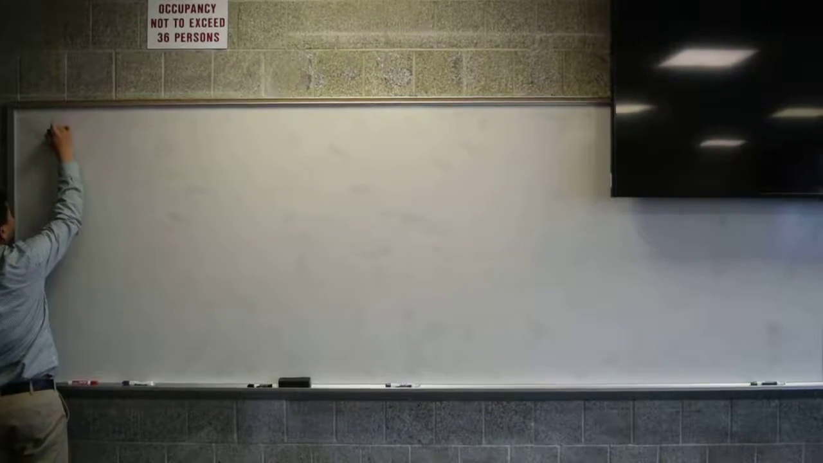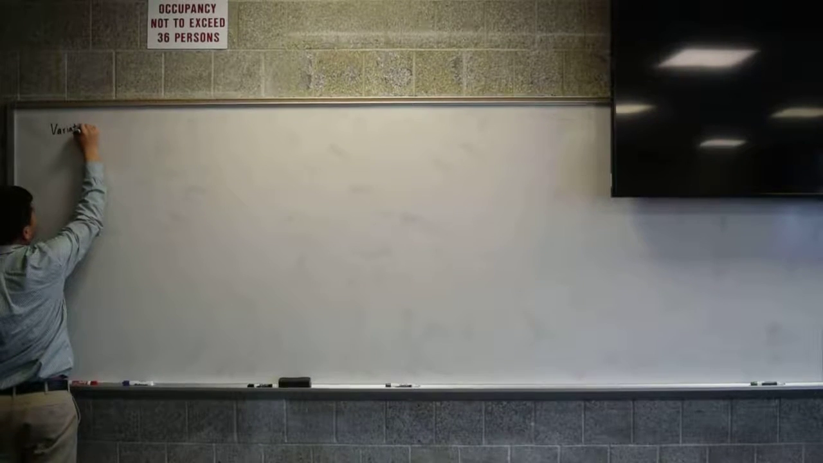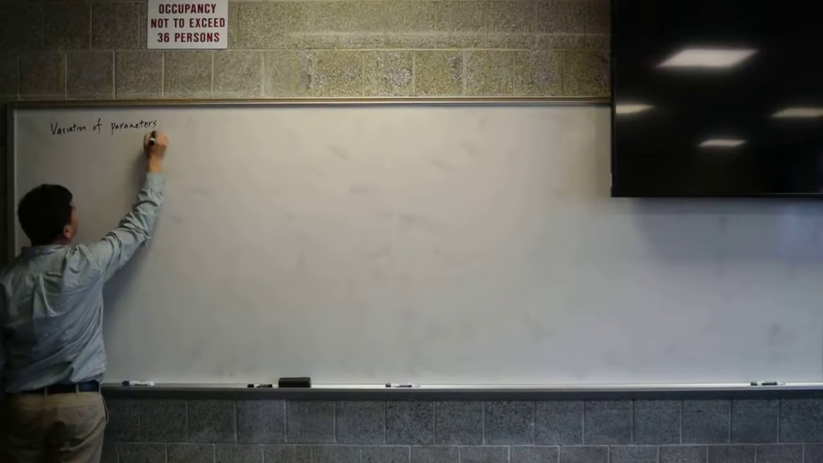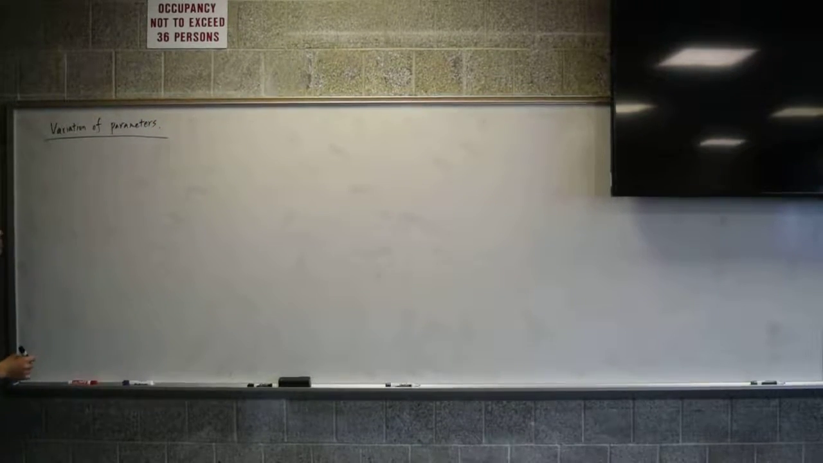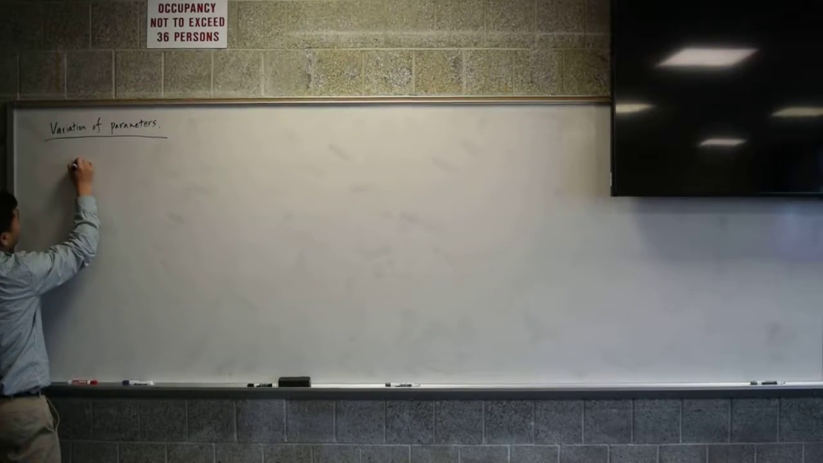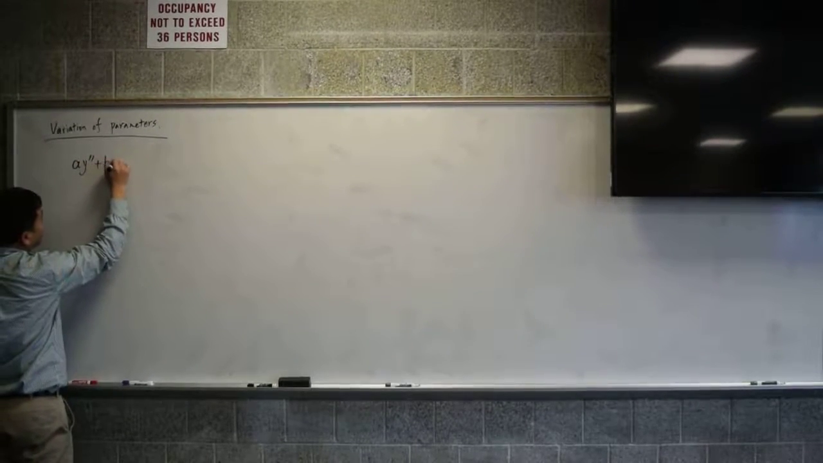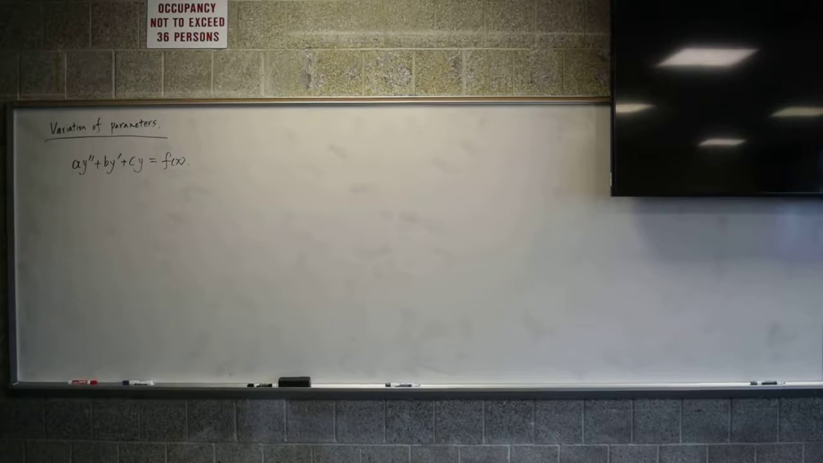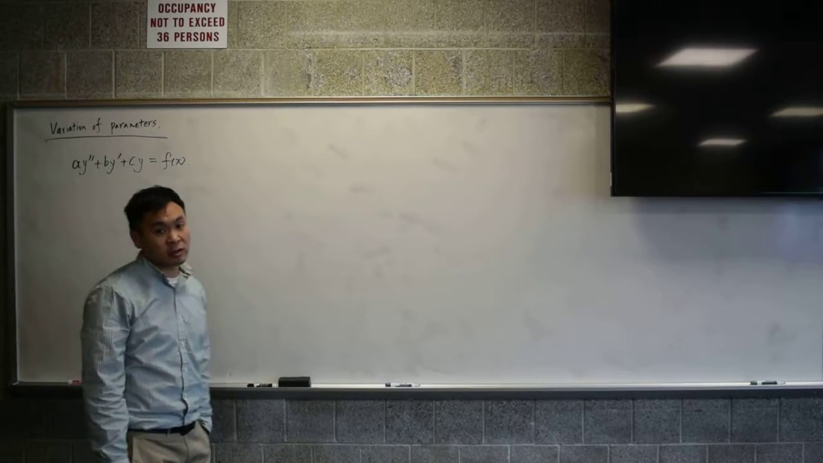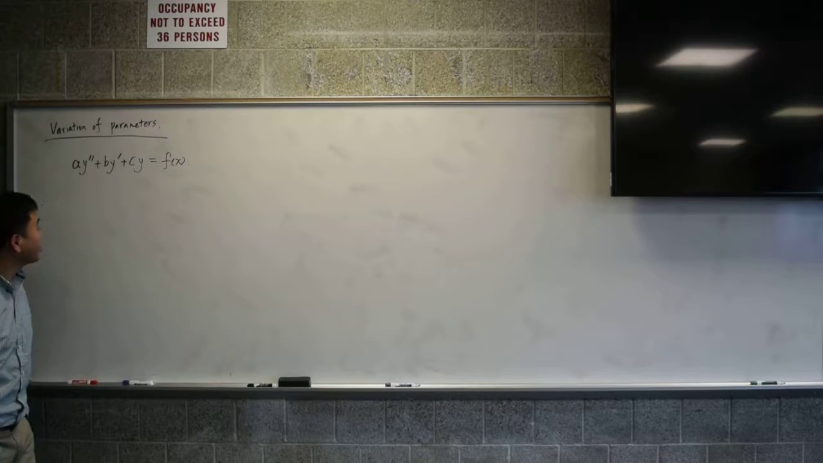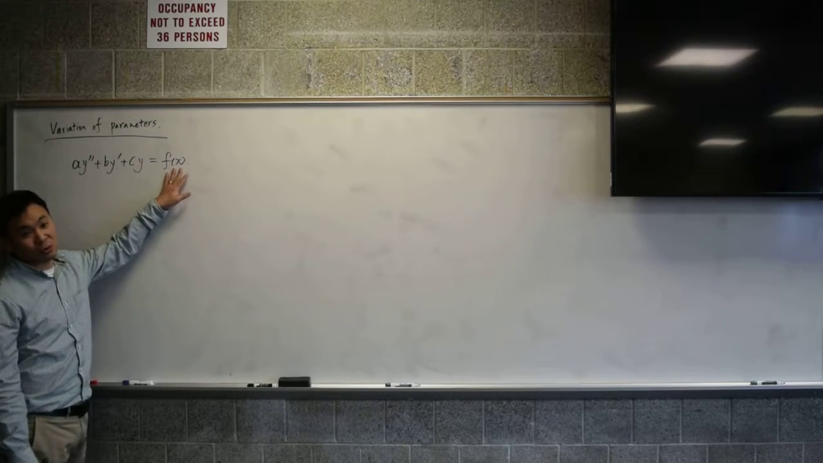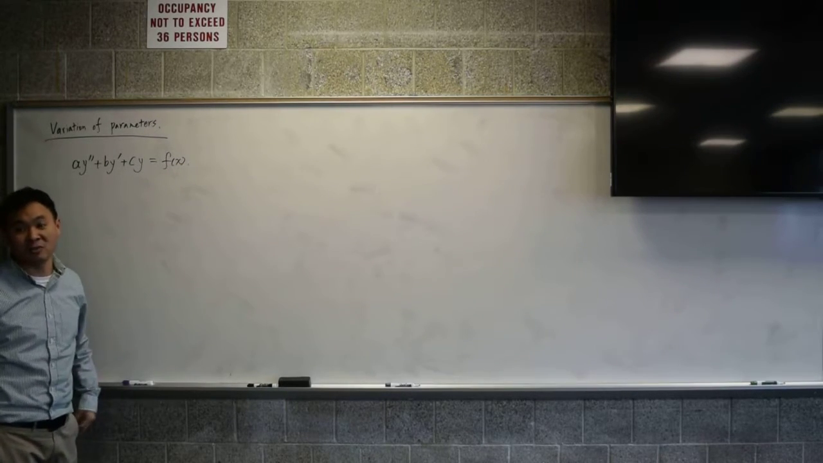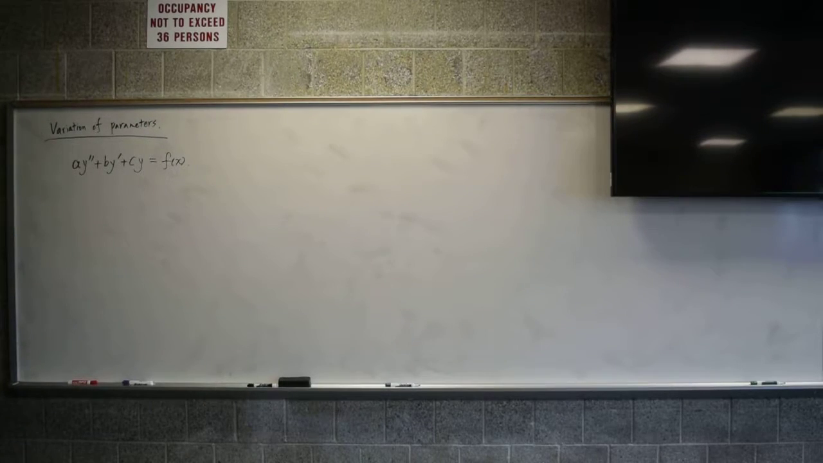Right. Variation of parameters in general. Okay. So let's suppose that you have ay'' plus by' plus cy equals the function f of x. We're trying to solve this using variation of parameters. Of course, the reason being that somehow the function on the right has some really messy derivatives, and therefore the method of undetermined coefficients doesn't work for us. Okay? In that case, how do we do this?